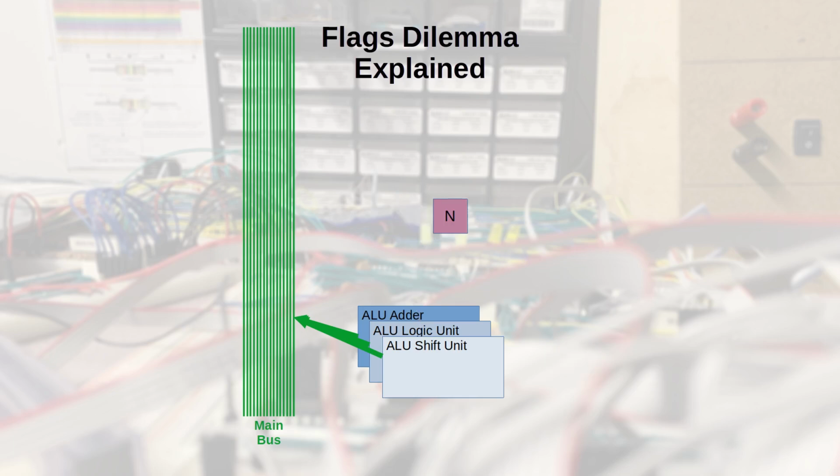The N flag is really the contents of the most significant bit on the ALU adder. It does not make much sense to source it from the ALU logic or ALU shift unit. That said, it could just as easily be sourced from the main bus and ignored when not relevant.